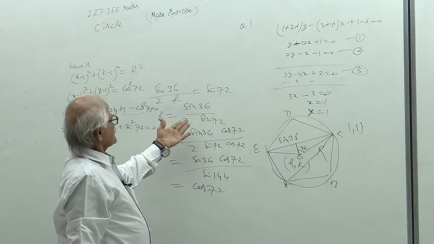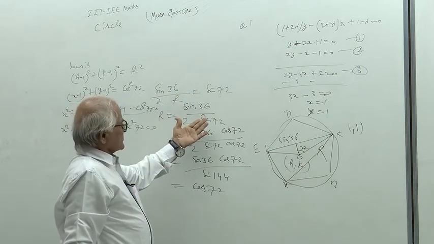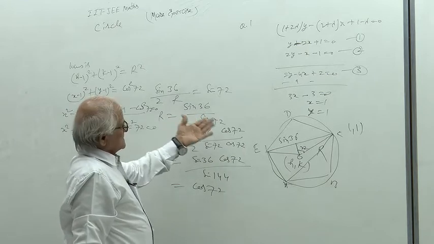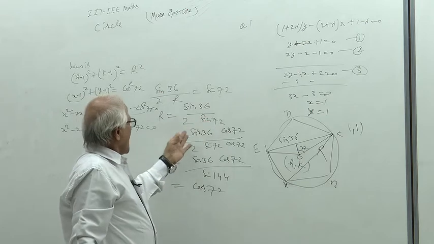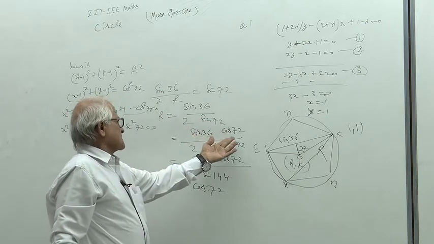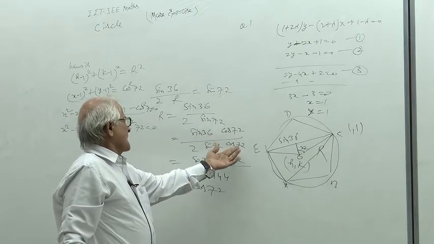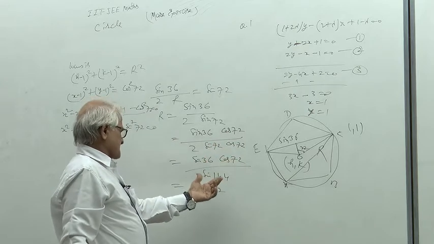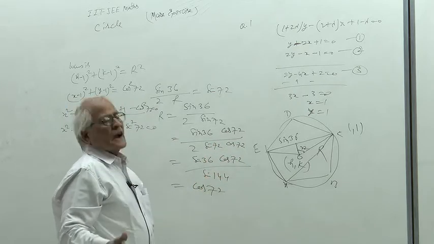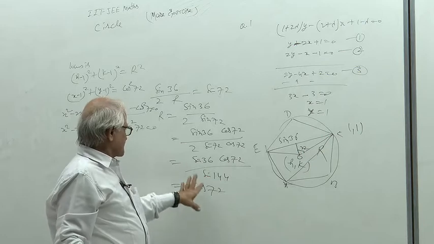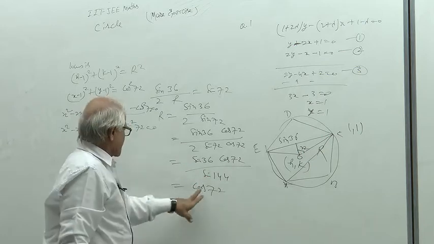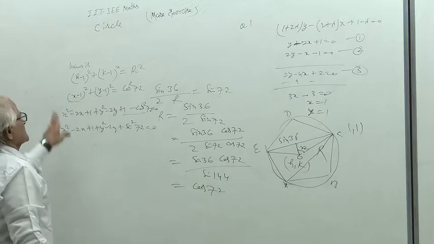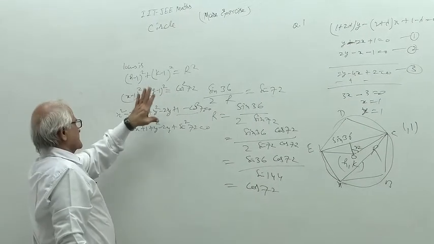You see here, sin 36 by 2 upon r is equal to sin 72. Now multiply by cos 72 and divide it, we have this. Sin 72 is again 2 sin 36 cos 36, this will cancel out, only cos 72 remains. Now r is cos 72. The equation of the locus will be this.